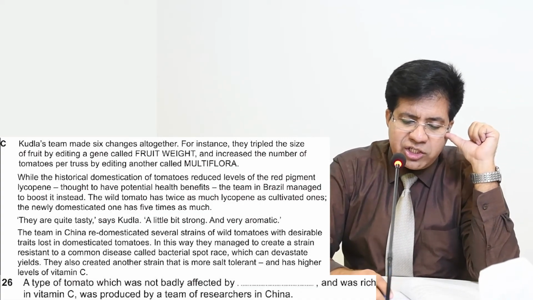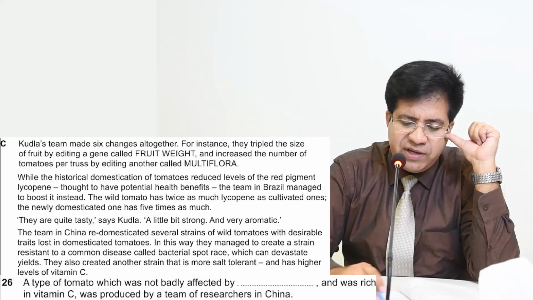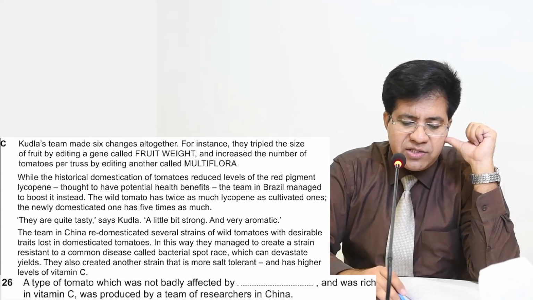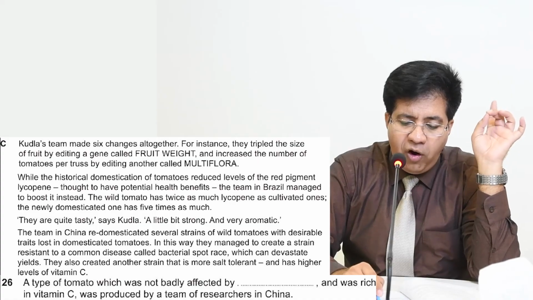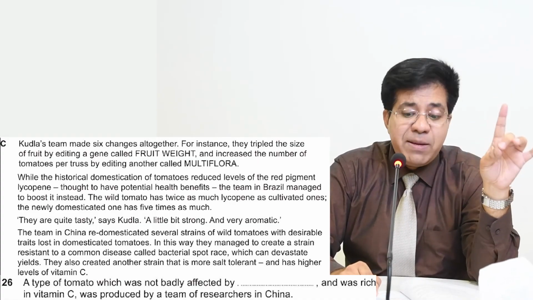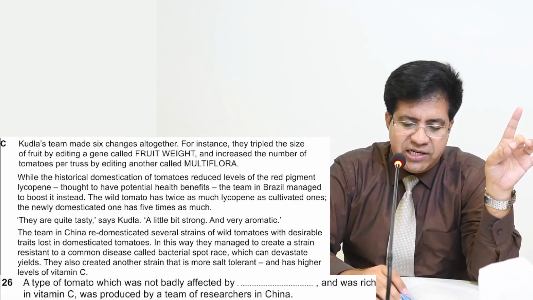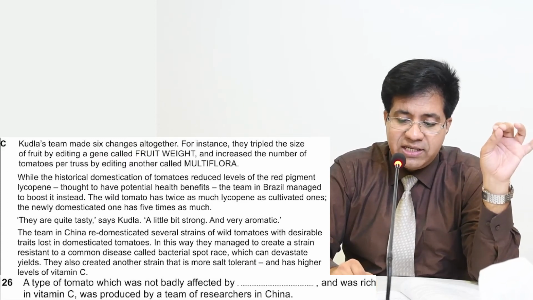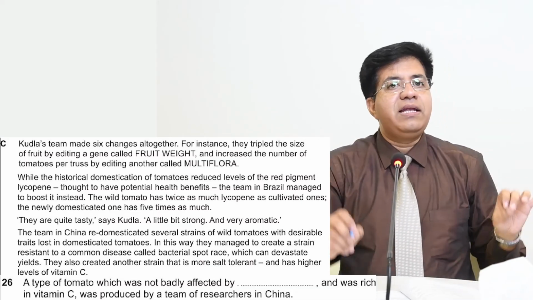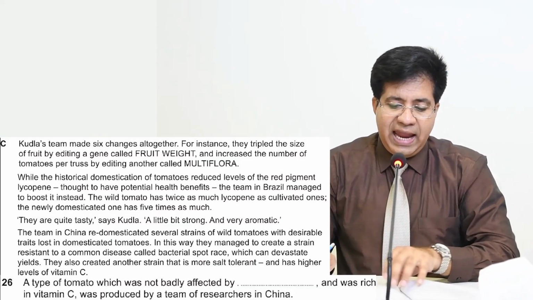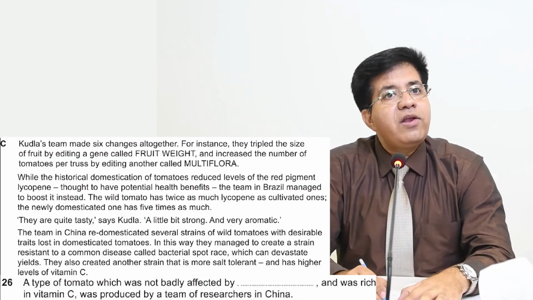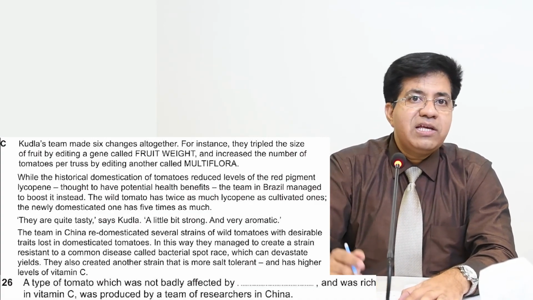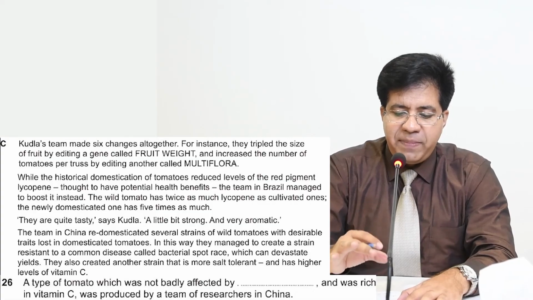The team in China redomesticated several strains of wild tomatoes with desirable traits lost in domesticated tomatoes. In this way, they managed to create a strain resistant to a common disease called bacterial spot race. Now what is that? That's the name of a disease. Read on. Which can devastate yields. They also created another strain that is more salt tolerant and has higher levels of vitamin C. Now listen, underline the words salt tolerant and come back to the question. For salt tolerant, they have written not badly affected by salt. When something is salt tolerant, it means this thing is not badly affected by salt.